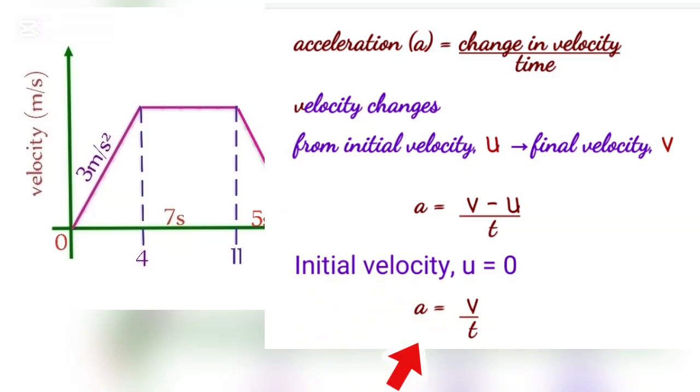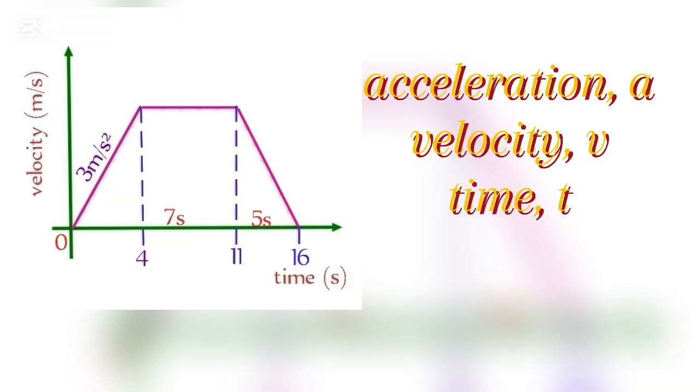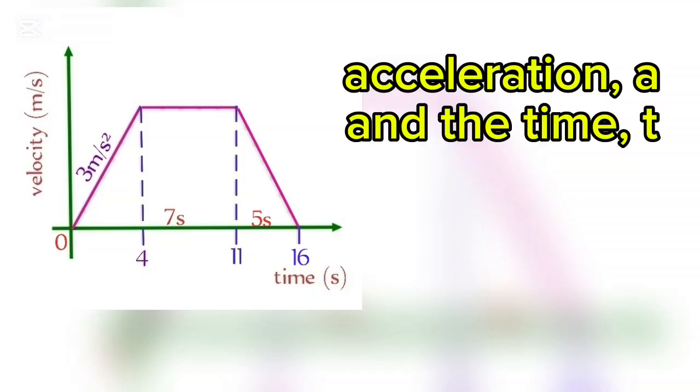This formula has 3 variables. Most of the time, the question gives us 2 of these variables, and our job is to calculate the third one. In this particular question, we are given acceleration a and the time t. That means we have to find the velocity, specifically the maximum speed v the object reaches.